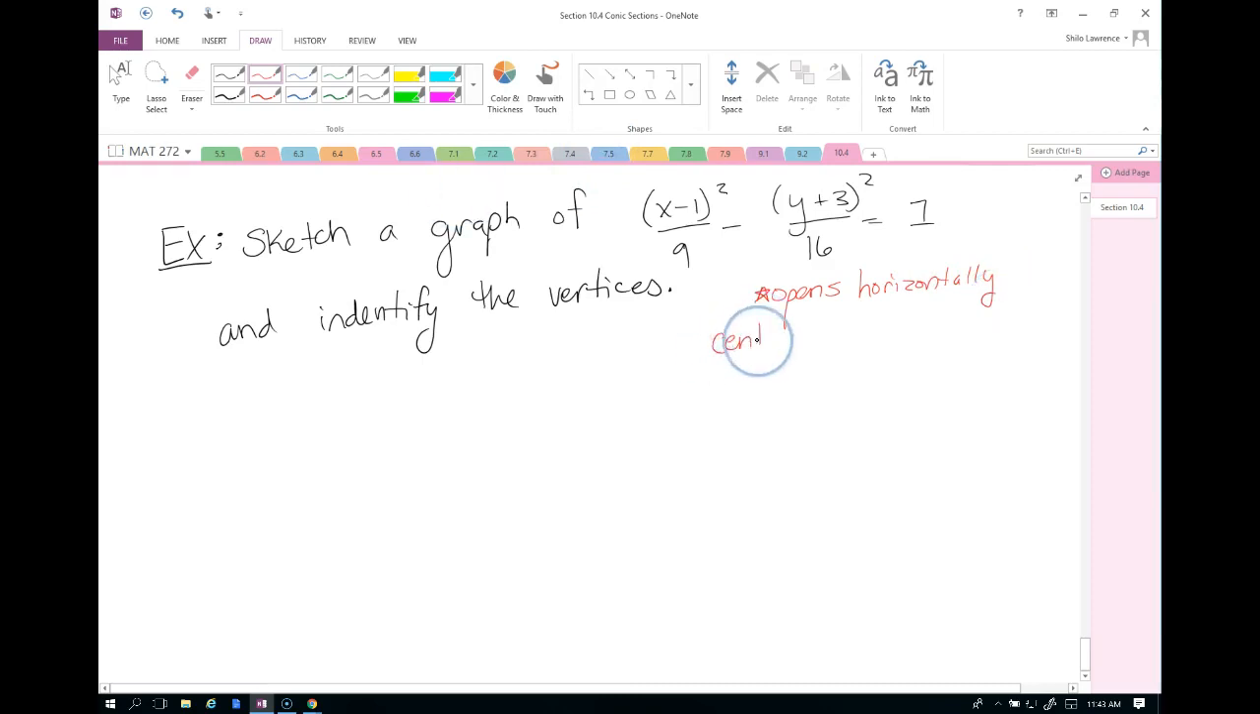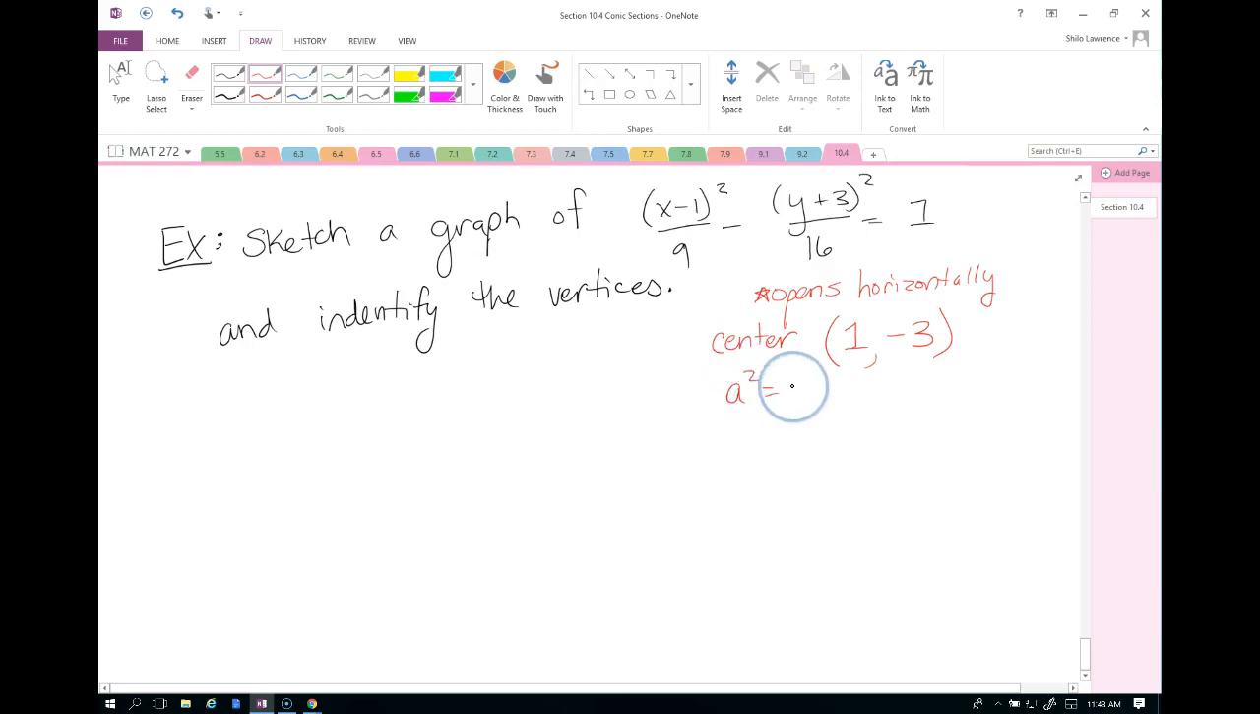The center is your HK, and remember our formula has subtraction in it. So when I pull out those numbers in the parentheses, I'm going to pull out their opposites. So even though it says minus 1, I pull out positive 1. And it says plus 3, I'm going to pull out minus 3. So this hyperbola is centered at 1, negative 3.